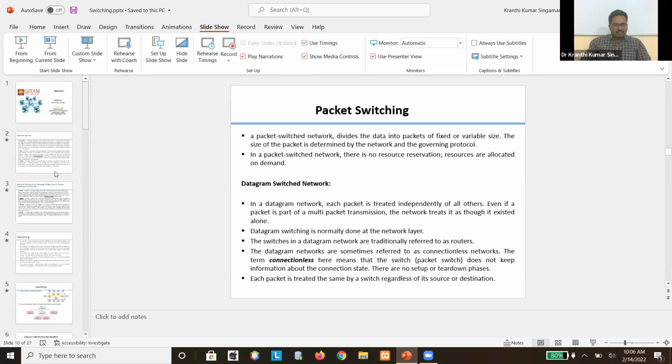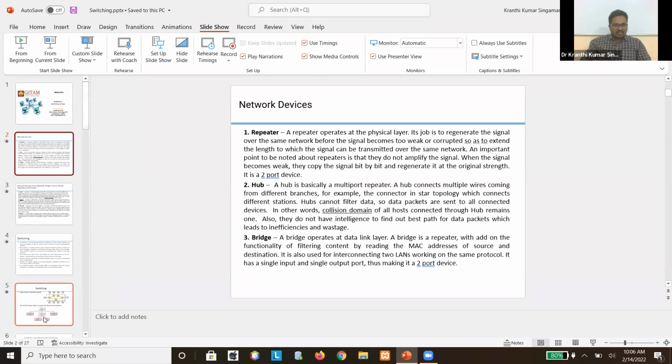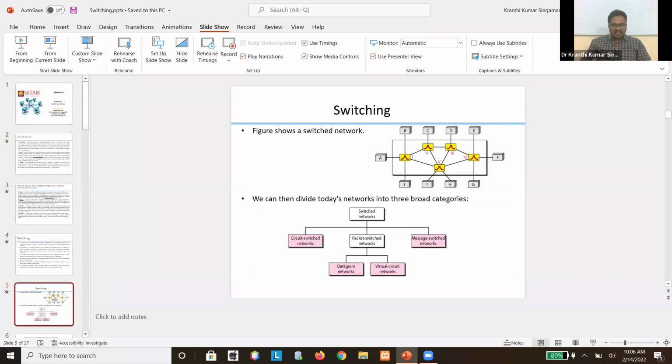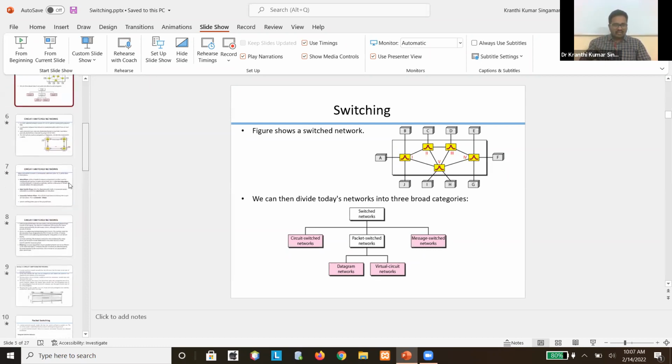I request all the students to please remember this point. Basically, switching networks are of three types: circuit switching networks, packet switching networks, and message switching networks. In our last class, we completed the discussion about circuit switching networks. Today, we are going to discuss the two types of packet switching networks, and if time permits, we will work on message switching networks also. Packet switching networks are again divided into two parts: datagram networks and virtual circuit networks. Now we will look into datagram networks.